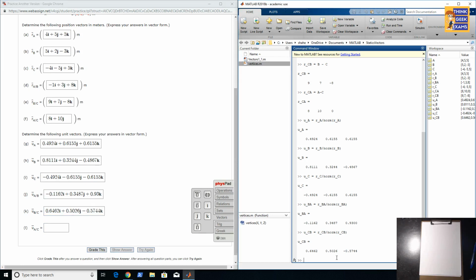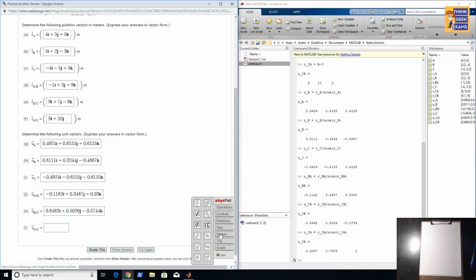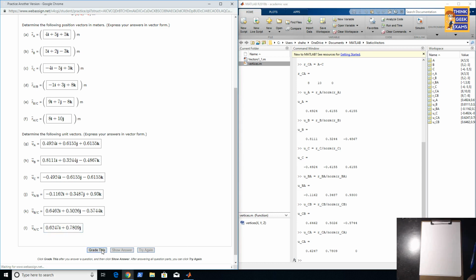And finally, CA. Woohoo, this one's short. And this one is 0.6247i plus 0.7809j. Now, trust me, this takes a lot longer without MATLAB.